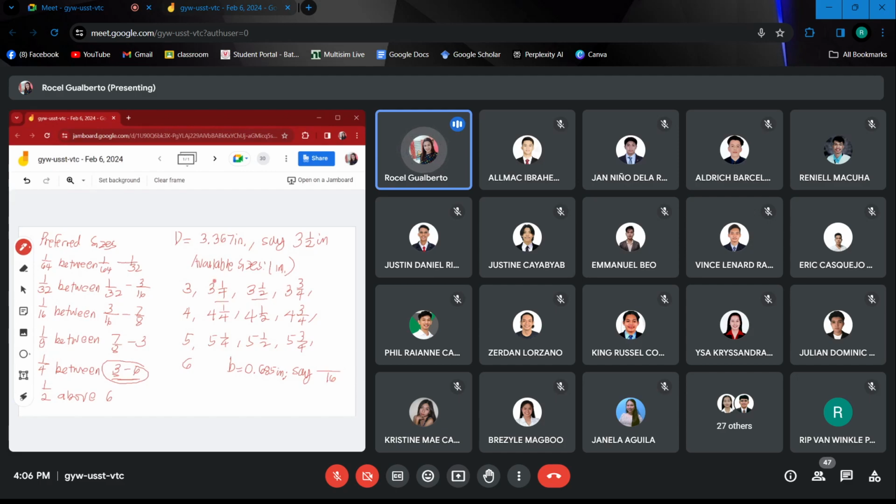So, ano yung mga available sizes sa kanya? Saan magsisimula po? Sa 3/16. So, 3/16, tapos interval nito. So, ano ang available? 3/16, 4/16, 5/16, 6/16, okay? Until 7/8, which is equivalent to 14/16. Okay? So, magsisimula po sa 3/16 hanggang 14/16. Okay? Yun po yung available sizes dito sa group na to.